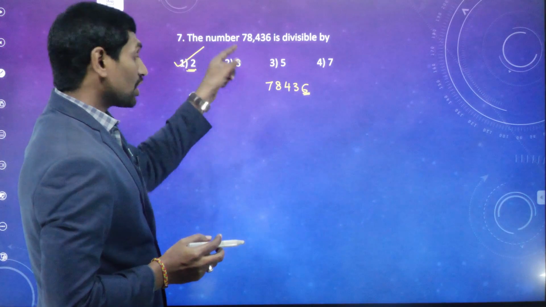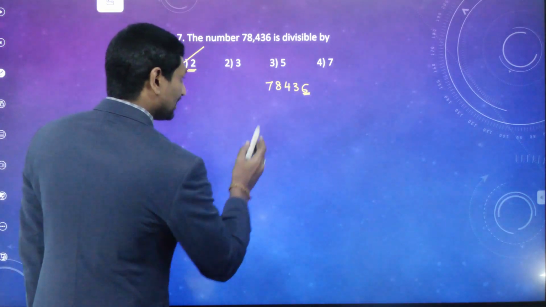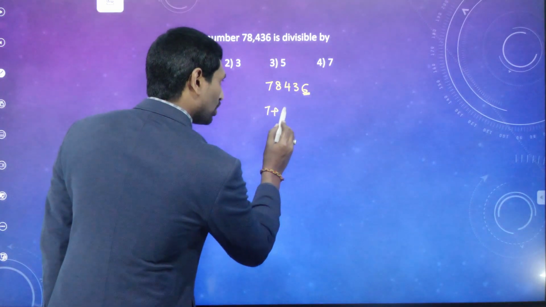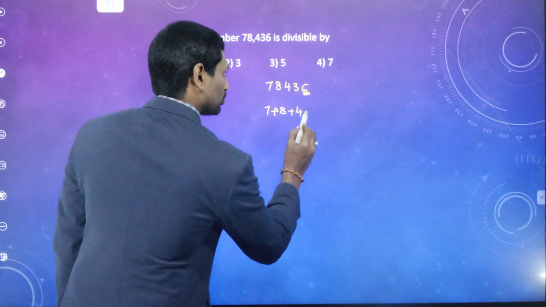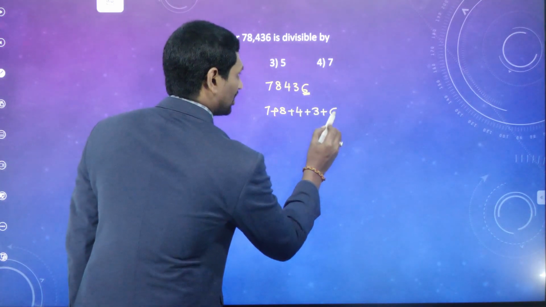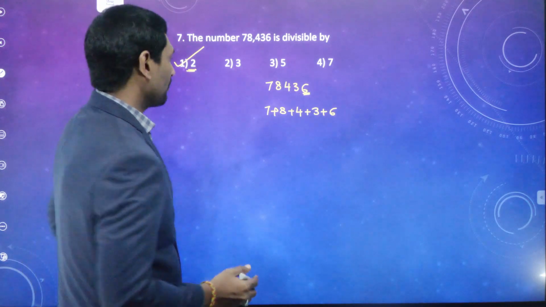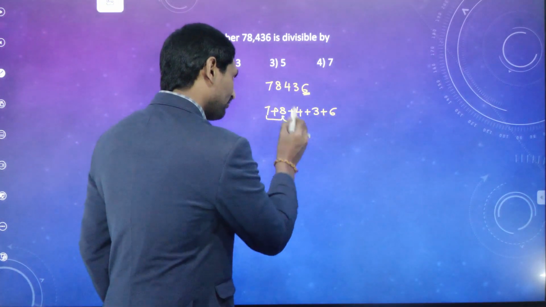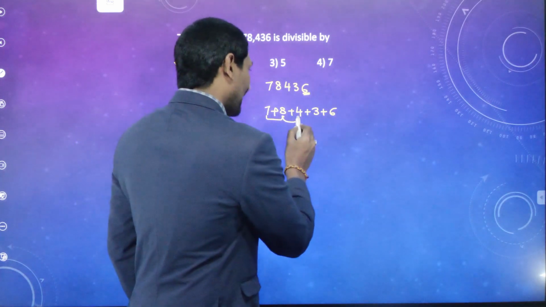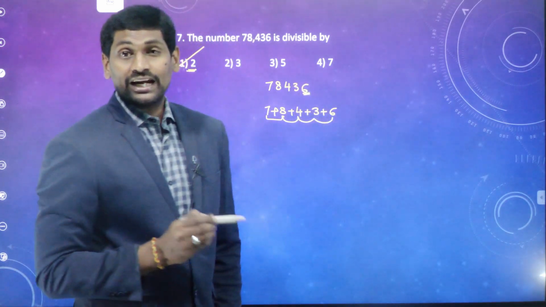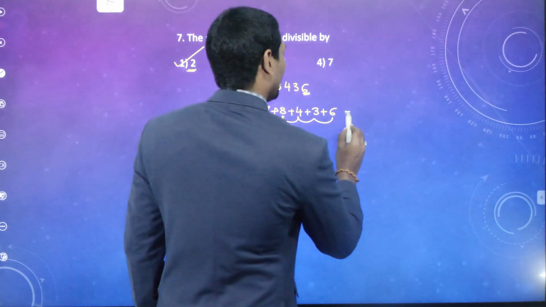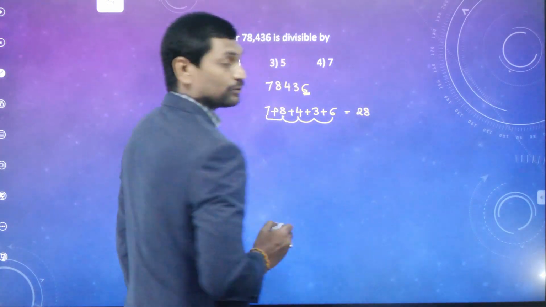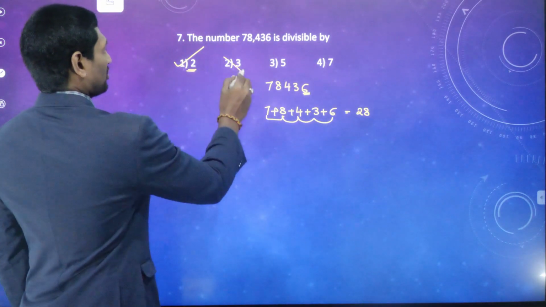Now let us check rule number 3 also. What is the rule for 3? The sum of its digits. So I am adding all of them, to check whether the remaining options are correct or incorrect. 7 plus 8 is 15, 15 plus 4 is 19, 19 plus 9 is 28. 28 is not a multiple of 3, so we can neglect this option.